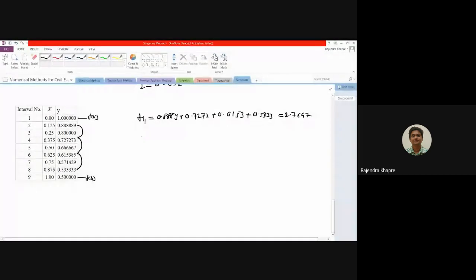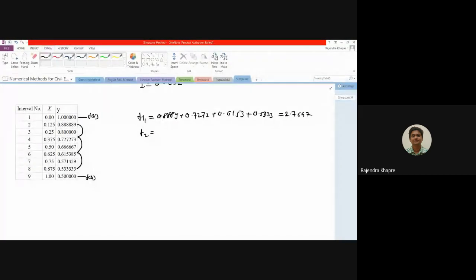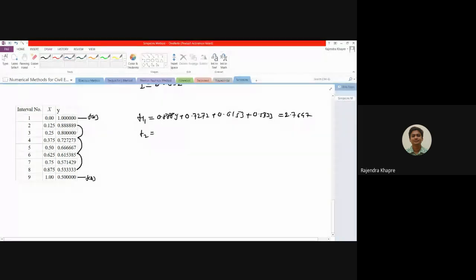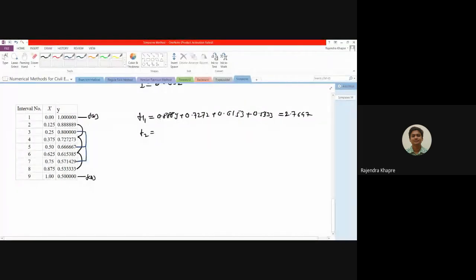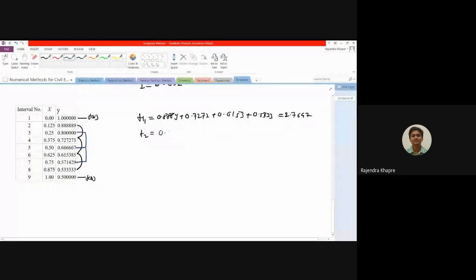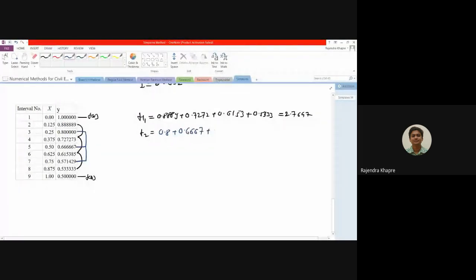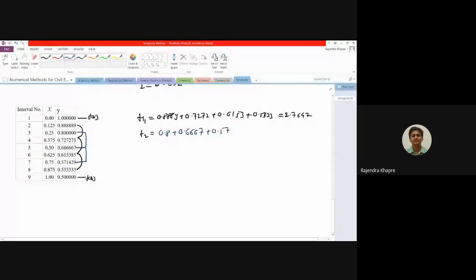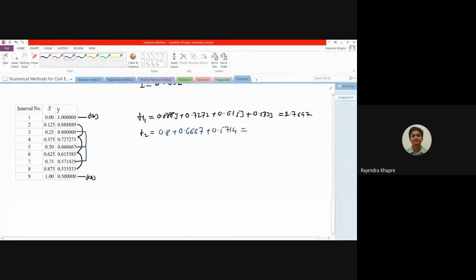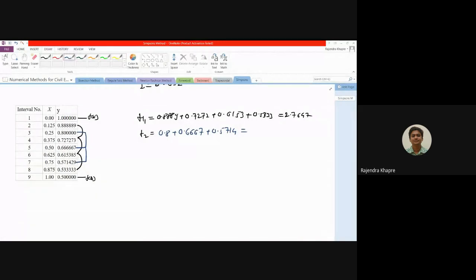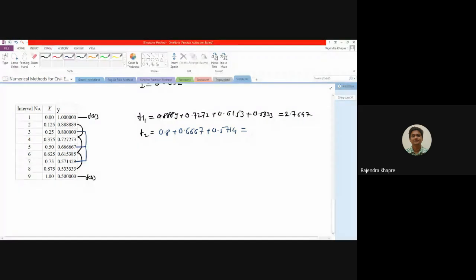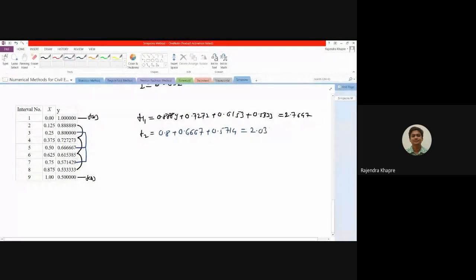Okay. Now as far as t2 is concerned, t2 is nothing but your odd terms other than the first and last. So if you write down these values, this is nothing but 0.8 plus 0.66667 plus 0.5714. How much is this? 2.0380. So this is 2.0380.